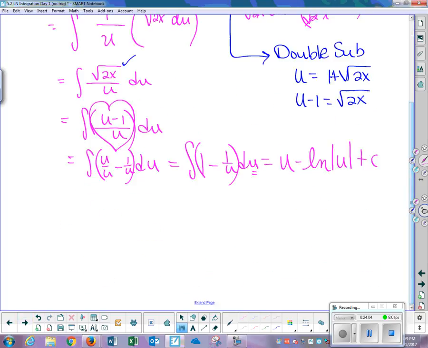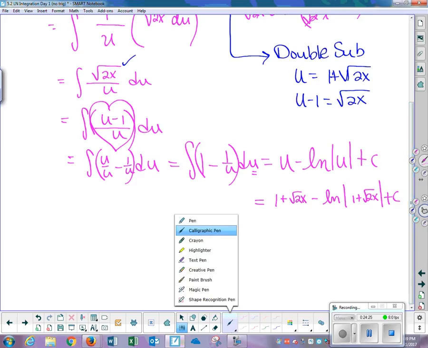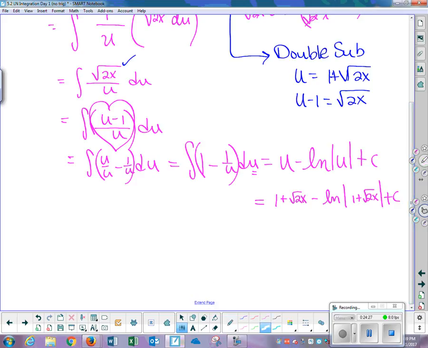And then change back from u's. And our u was 1 plus the square root of 2x, minus natural log absolute value of 1 plus the square root of 2x, plus c. Are the absolute values necessary? No, not really. So we could let those evaporate and just bring in parentheses, because we know the square root has to be positive, and 1 is positive. Put them together, you get positive. All right, that was a fun problem.